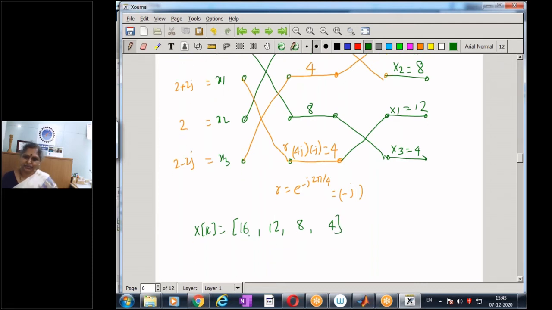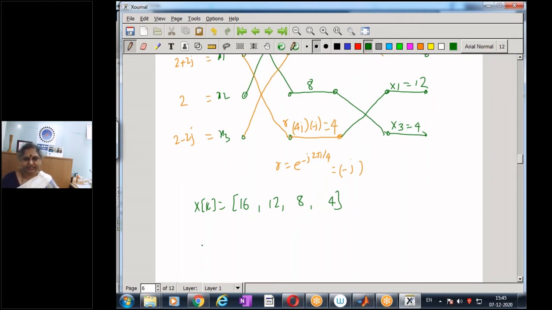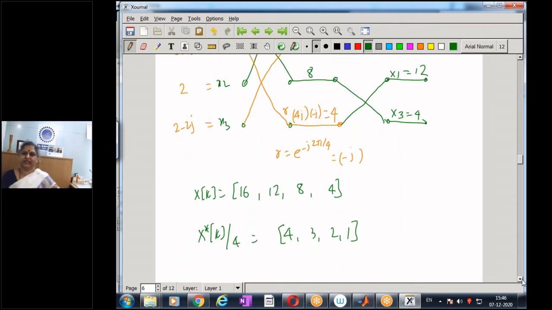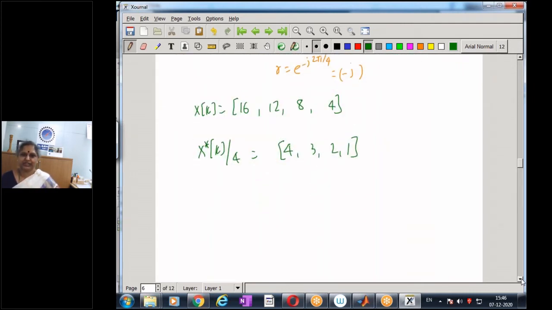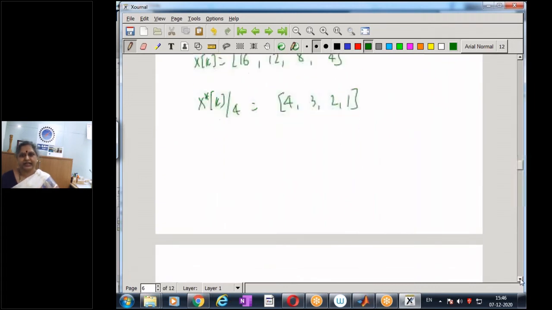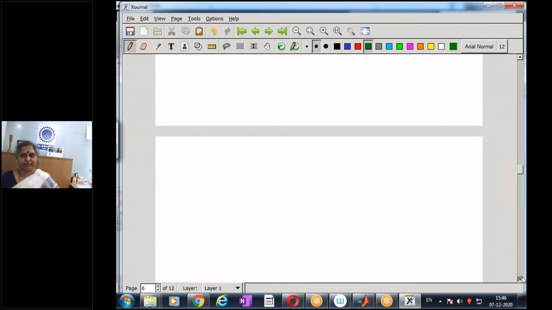And if I take the complex conjugate and divide by 4, what I get is 4, 3, 2, 1, and so we get back the original sequence x[n]. So we have now seen how to compute the 4-point DIF FFT algorithm. So now let's extend the same logic and go to evaluating an 8-point DIF FFT algorithm.